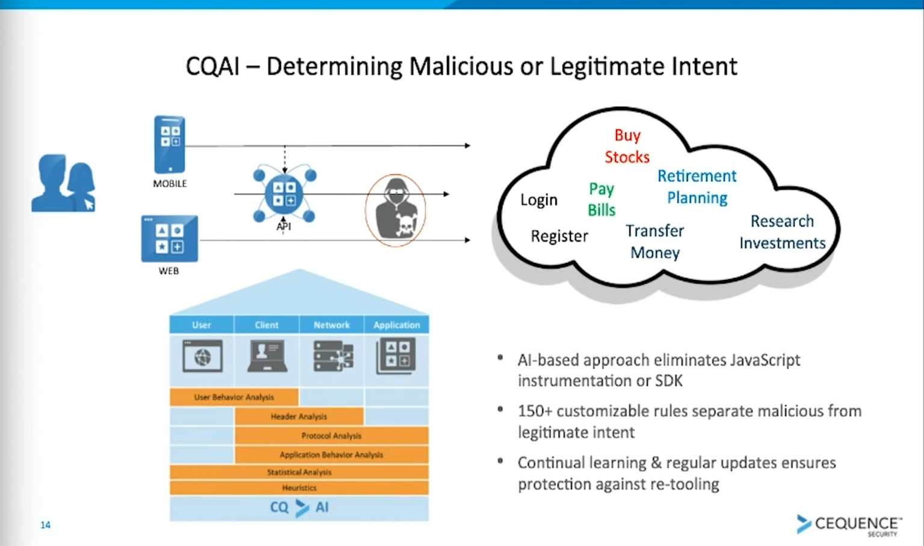I already talked a little bit about the machine learning rules that are customizable that will separate malicious from legitimate intent. And then it's a continual learning process. Each environment, as you might imagine, is going to be different. Retail is going to be different than financial services. Retail will see fake accounts, some account takeovers, and lots of content scraping. Financial services, it's primarily account takeovers.